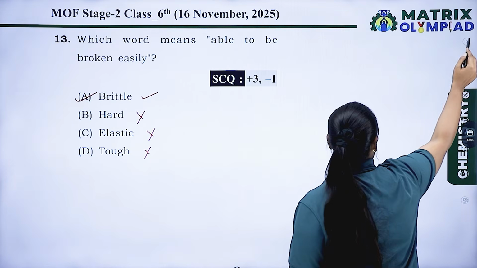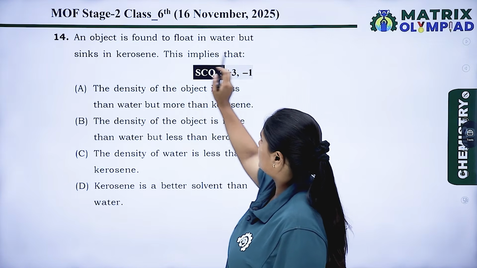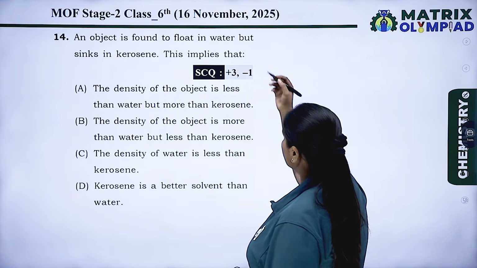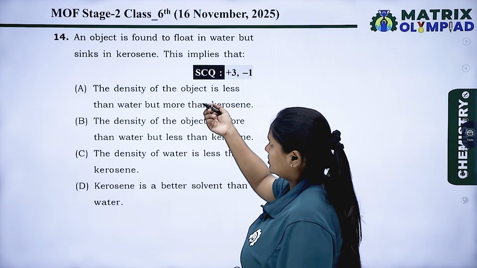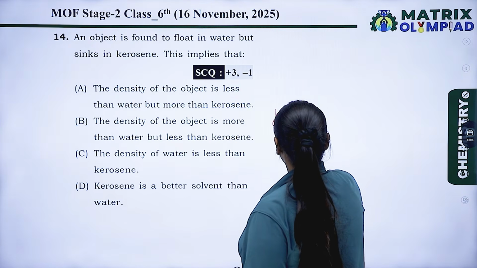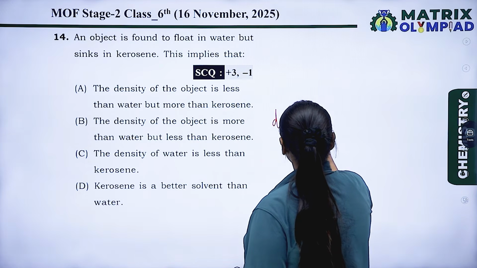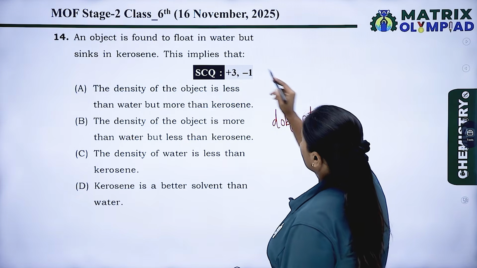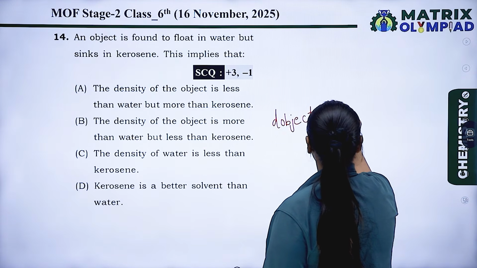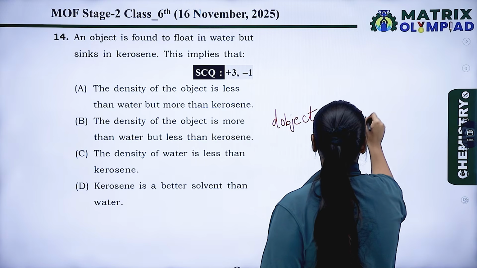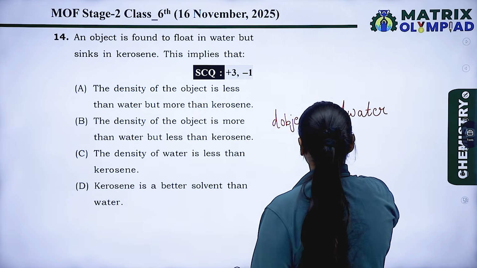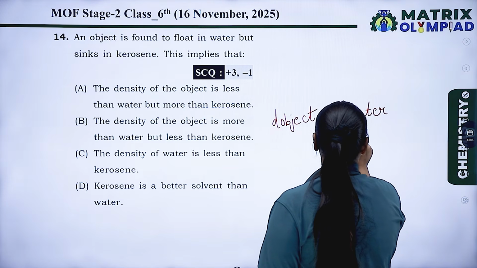Now come to the next question. An object is found to float in water but sink in kerosene. This implies that the object floats on water but sinks in kerosene. It means its density is different. So the density of the object: floating in water means the density of the object is less than the density of water, but sinking in kerosene means it is more than the density of kerosene.